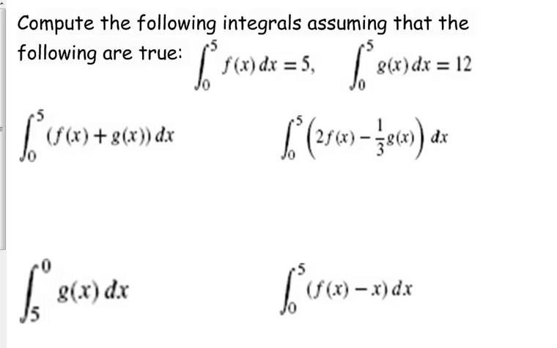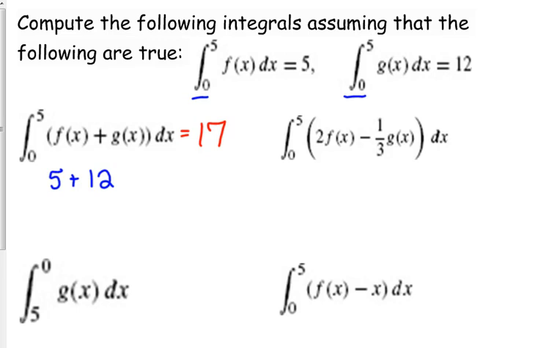Only that information that we're given and other stuff that we know. Okay? So the first one that we've got there, the integral from 0 to 5 of f of x plus g of x. If you look back at your properties, if you're adding two functions together, guess what? You can add the values of their integrals together as long as they have the same limits, and they do. So here, that's just 5 plus 12, so this answer is 17. Literally, it's as easy as that.